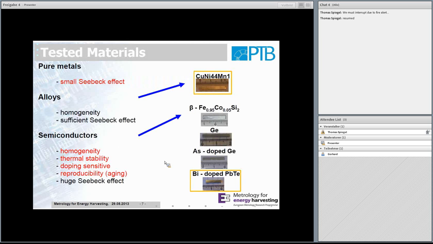So now we have the measurement, we know how to do it, and what might be the right material for a reference material. As Frank pointed out, normally you would think of metals. Metals can be produced very easily, very pure, and they have a very high homogeneity, but, as also pointed out by Frank, they all suffer from a very small Seebeck coefficient, and therefore they are ruled out. Then there is a big area of alloys, metallic alloys.